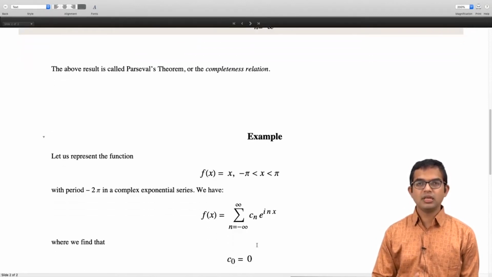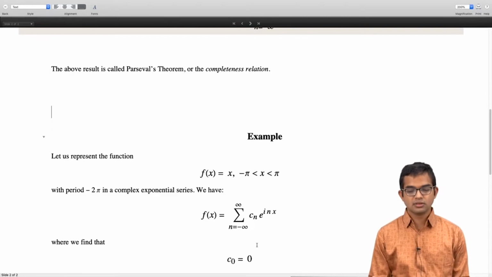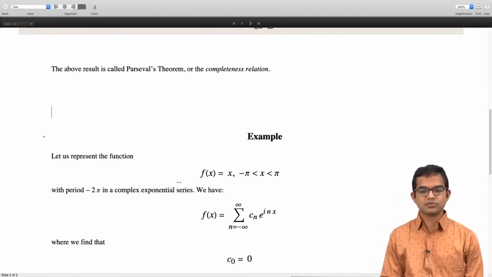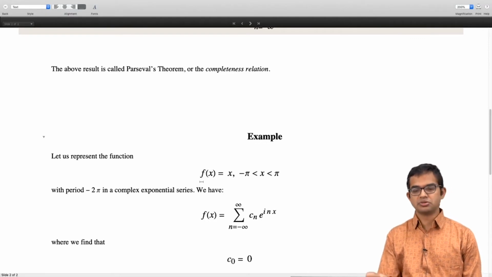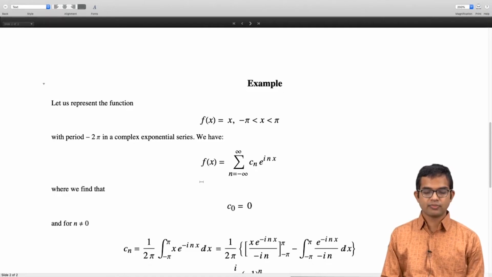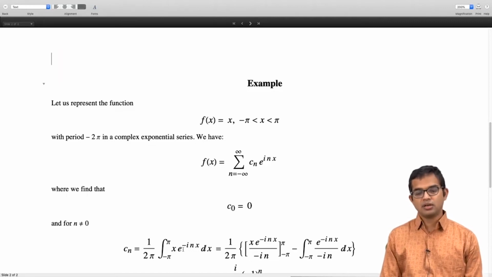C0 we can immediately check is just 0, because it's just the average of this function, which evidently goes to 0. And when n is not equal to 0, to find Cn we must do 1 over 2 pi times the integral from minus pi to pi of x times e to the minus i n x dx. We can do this by parts: u dv is uv minus v du.